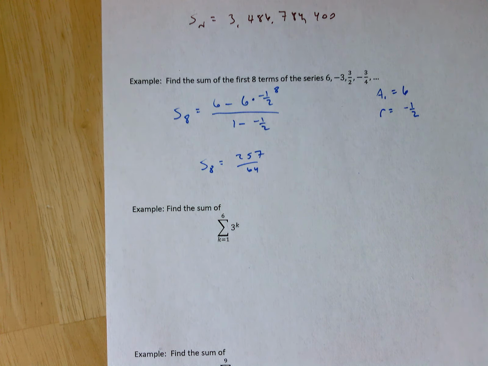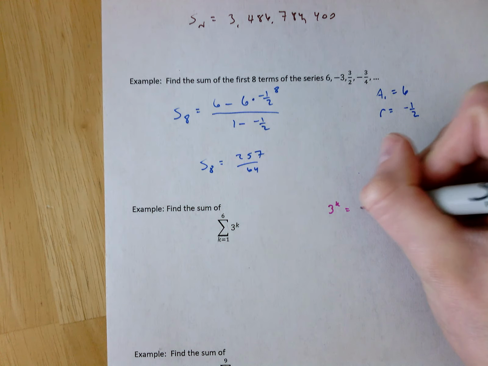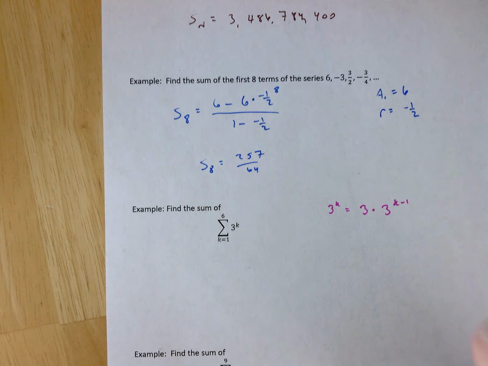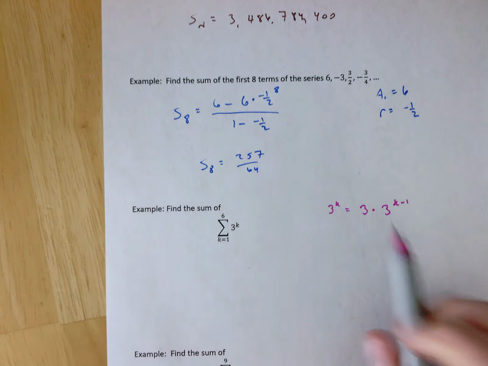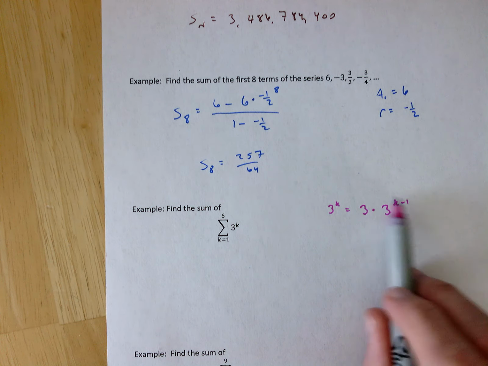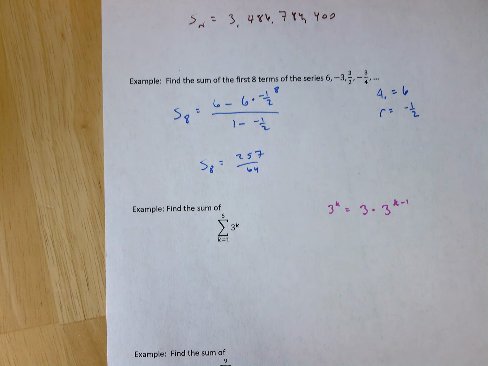So the first thing I want to do is look at this 3 to the k, and I want to rewrite it so that it looks more like our normal form. If I want to write 3 to the k power, that is the same thing as 3 times 3 to the k minus 1. If I added my exponents here, I'd get k. So this is the same rule as this guy. It's just written a little bit differently.